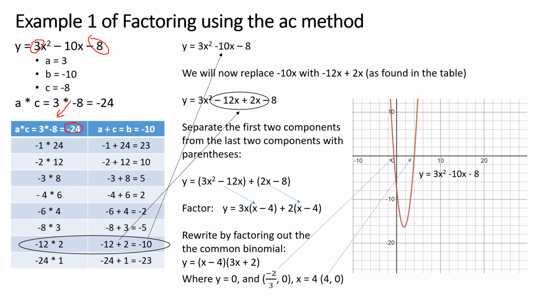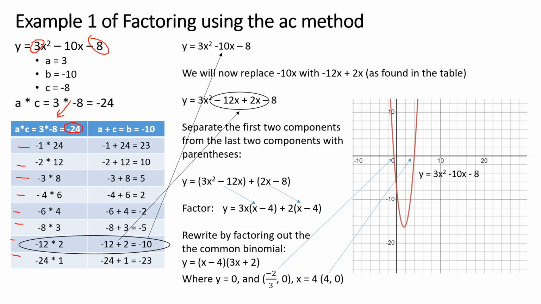And like I did before in the PQ method, I'm going to find all the factors that give me negative 24. Negative 1 times 24, negative 2 times 12, negative 3 times 8, negative 4 times 6, negative 6 times 4, negative 8 times 3, negative 12 times 2, negative 24 times 1.